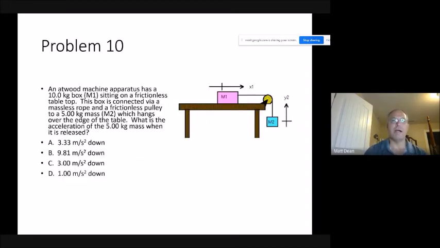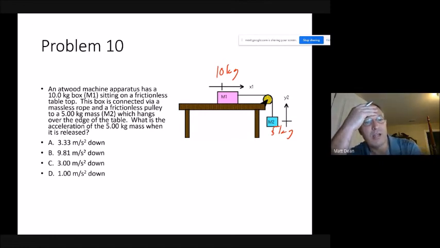All right, so now we go back to this modified Atwood machine. And it tells us that this Atwood machine has a 10 kilogram box, M1, so this is 10 kilograms, connected via a massless rope and a frictionless pulley to a 5 kilogram box. It's 5 kilograms. What is the acceleration of the 5 kilogram mass when it's released? So there's no friction.